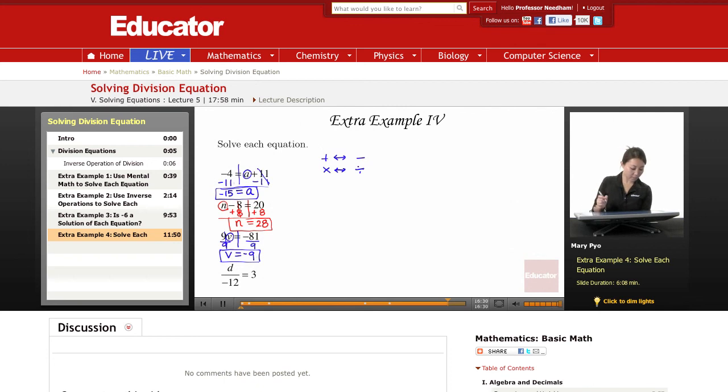In the last one, d divided by negative 12 equals 3. So I'm going to circle my variable, separate my sides, and this is d divided by negative 12. The inverse operation of divide is multiply. So to get rid of this number here, okay, because again, we need D to be by itself, I need to multiply this number.